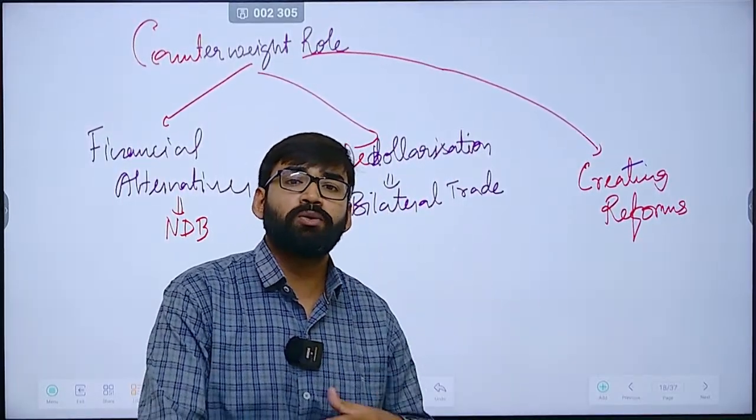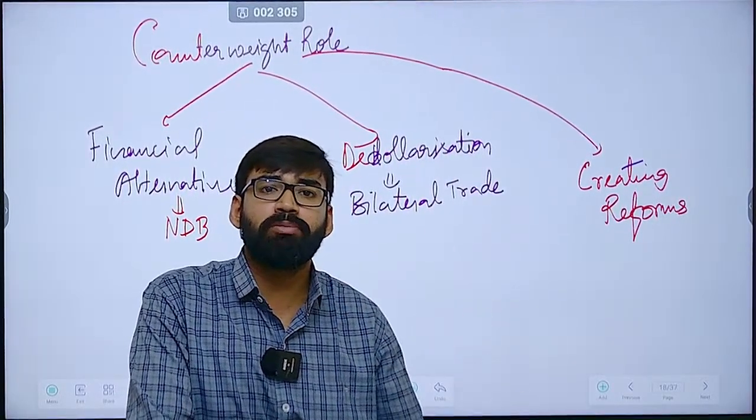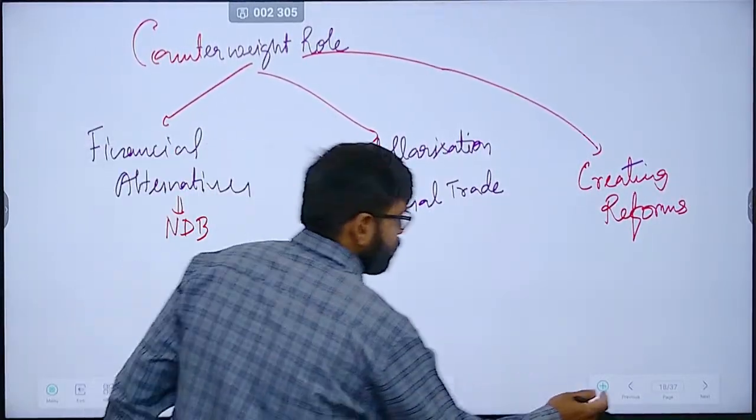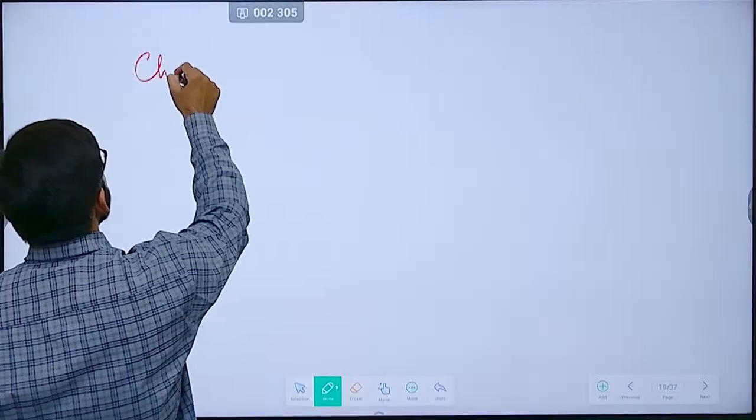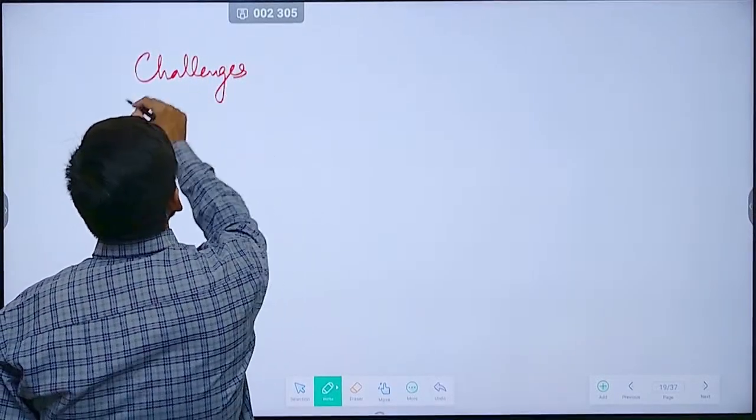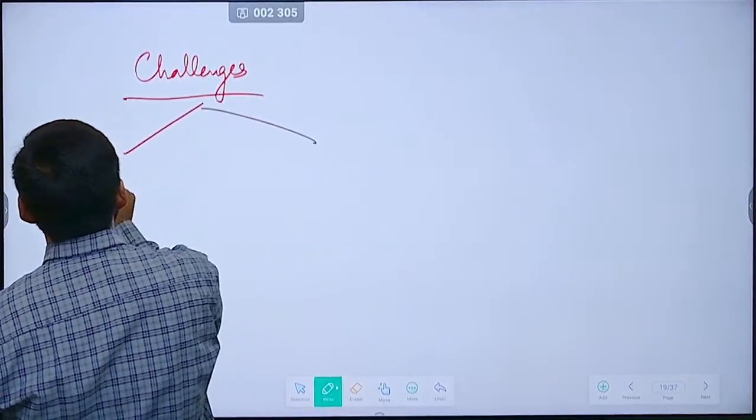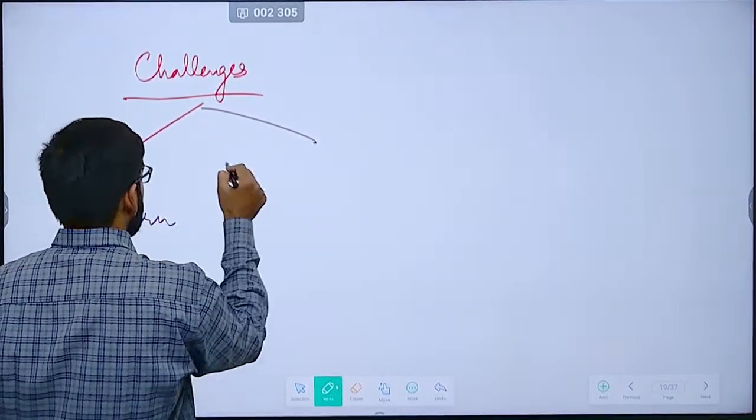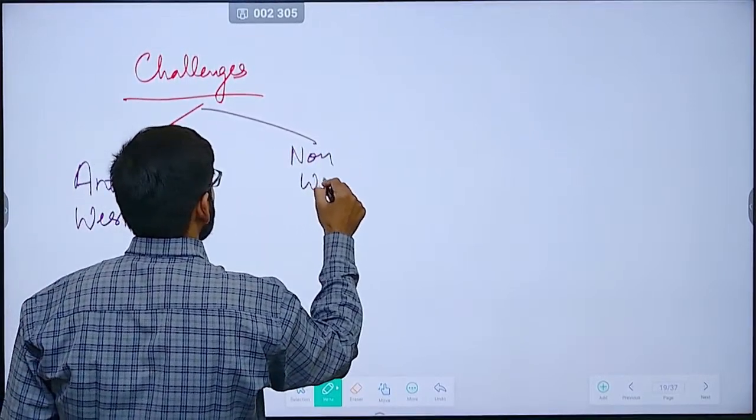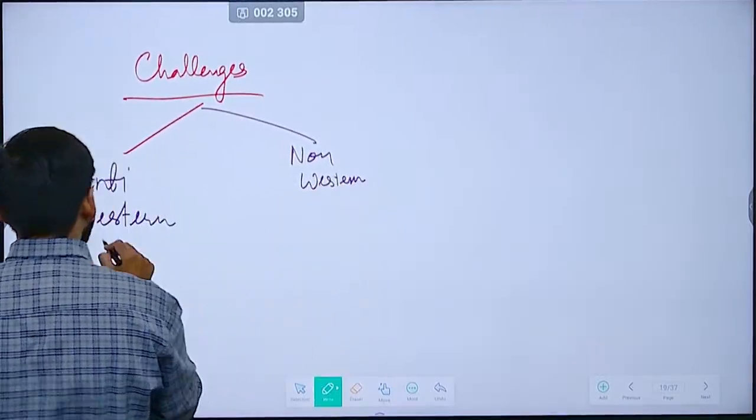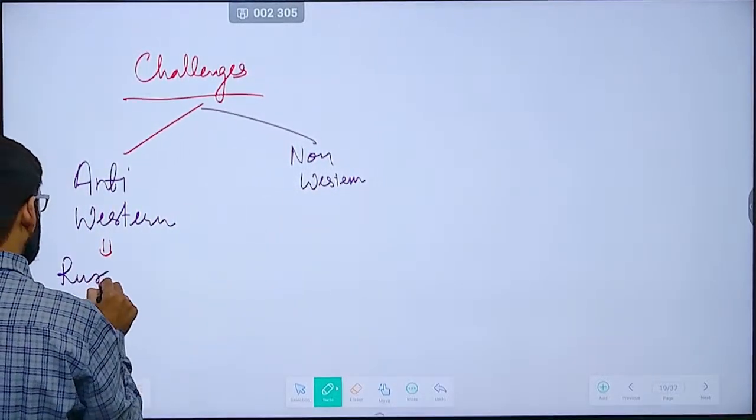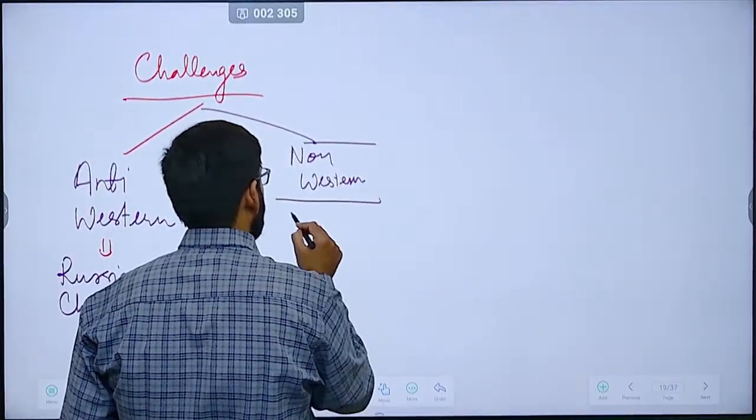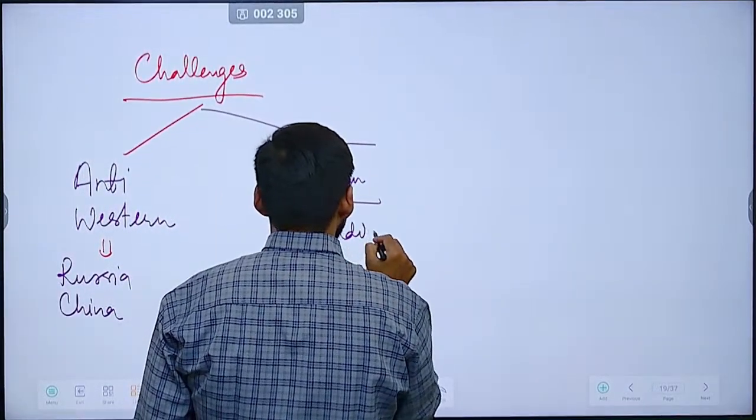Then with respect to the limitations, what are the challenges to the BRICS alternative vision? So now what are the challenges? Challenges would be that it is like a bloc split between anti-Western and non-Western. If you see, anti-Western countries like Russia, China, and non-Western countries like India, Brazil.